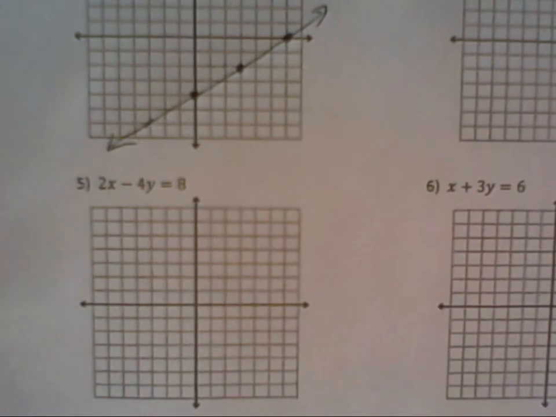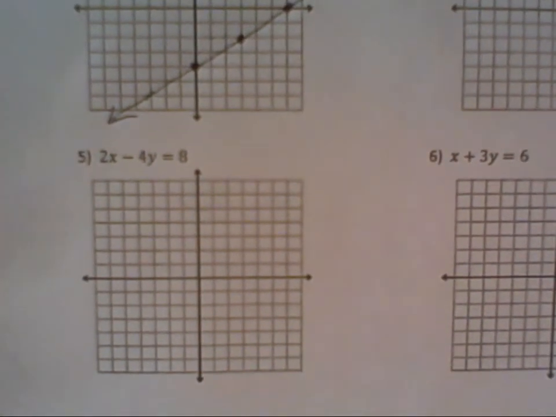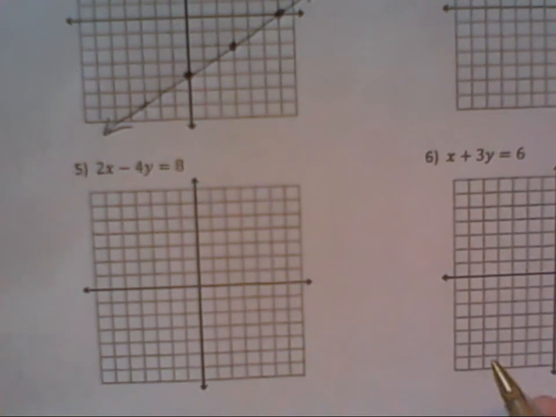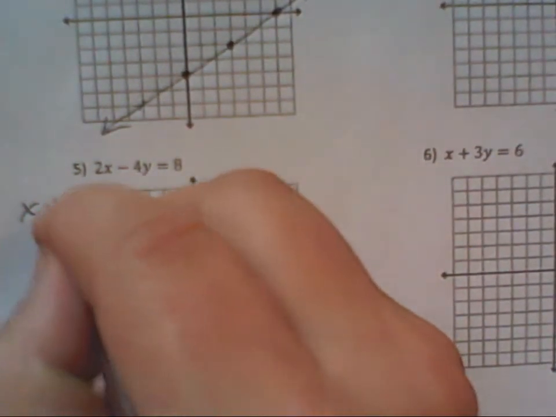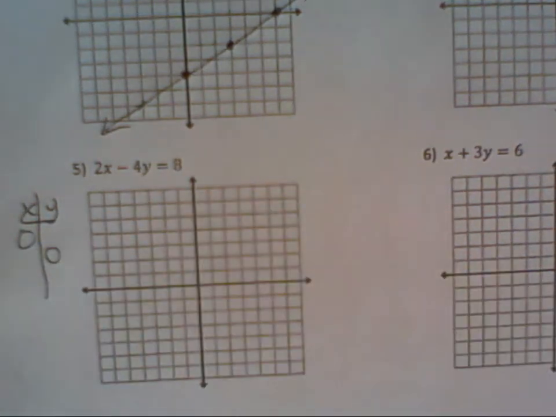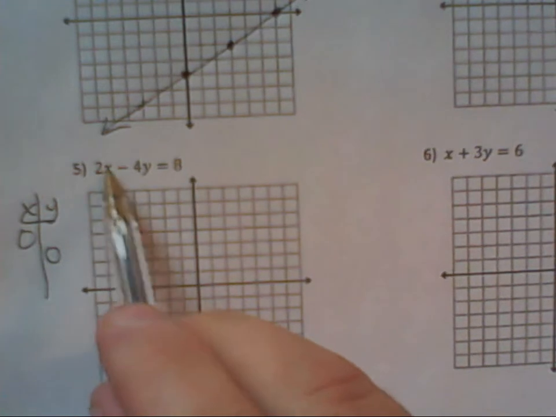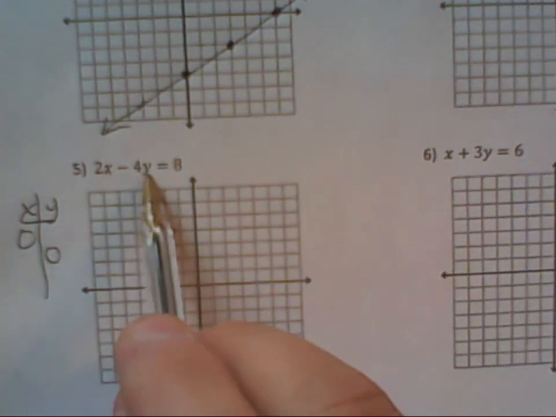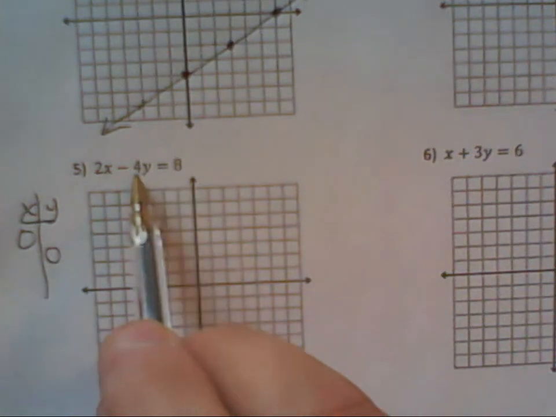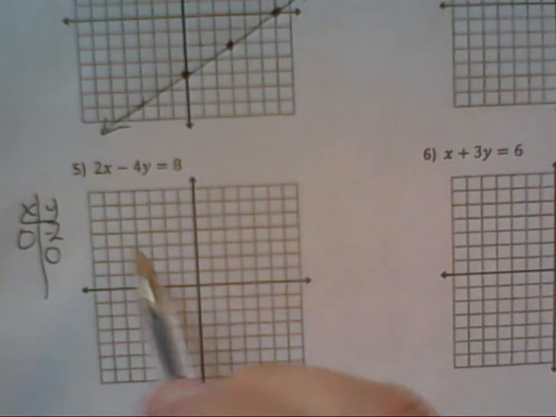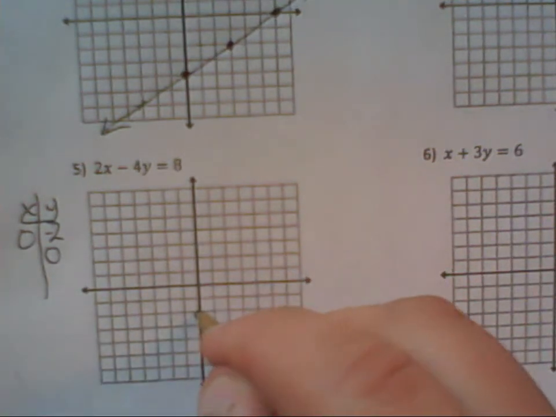Take a look at number 5. Number 5 is a little bit more difficult because it's in standard form. And so there's 2 ways to do this problem. The first way that many of us will do this problem is to plug in zeros and find the intercepts. For example, if I let x be 0, that means this whole term here is 0, and I have -4 times something gives me 8. Well, -4 times -2 gives me 8. And so 1 point is at the point 0, -2.